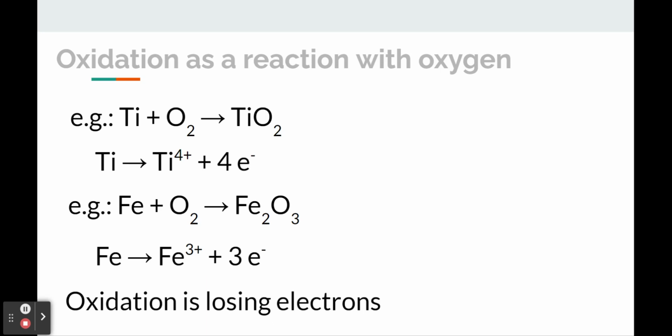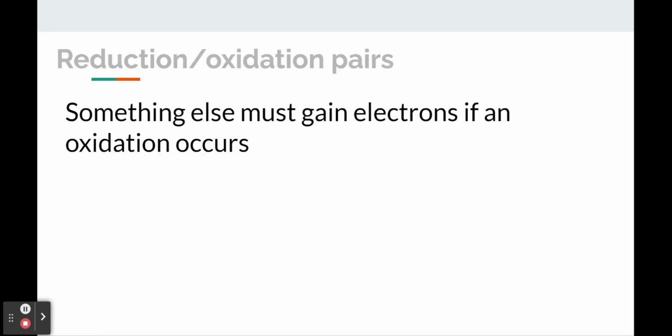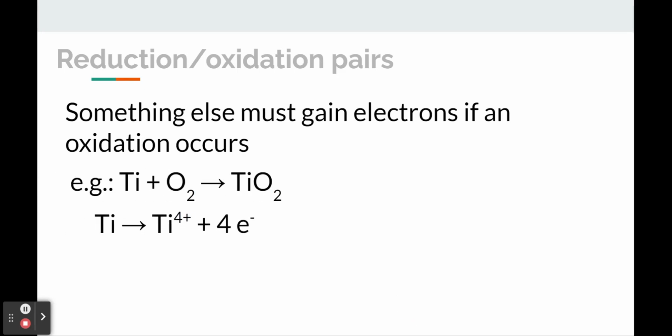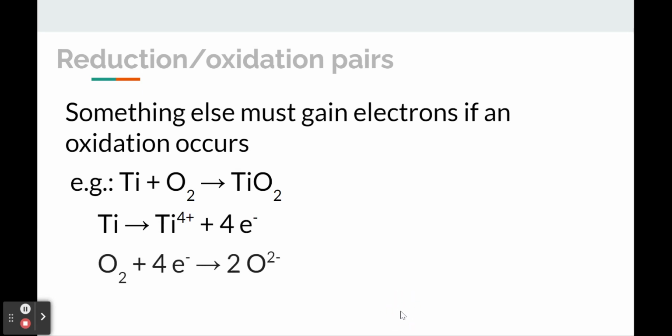So what they started to realize is that instead of thinking about oxidation as the reaction of something with oxygen, they could make a broader category of oxidation reactions by just realizing that what really happens in oxidation is that you're losing electrons. Now, electrons are matter, and matter can't be created or destroyed in ordinary chemical change, which is what redox is. So something else must gain electrons if an oxidation occurs. And what was gaining the electrons was the other species that was involved in the reaction. So when the titanium lost 4 electrons to become Ti4+, oxygen was gaining 4 electrons to become the oxide ion, the O2- ion, that would bond with it.